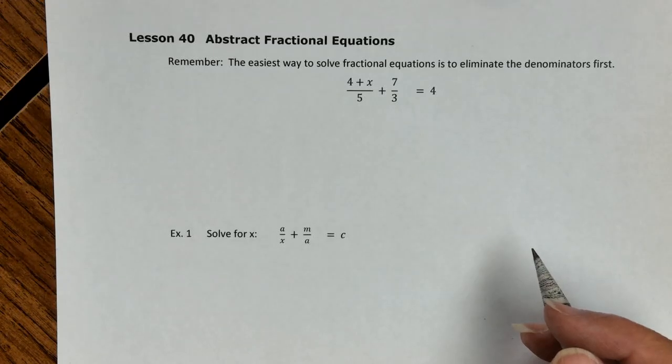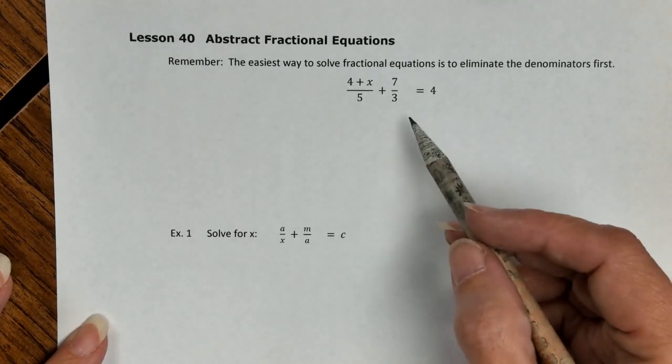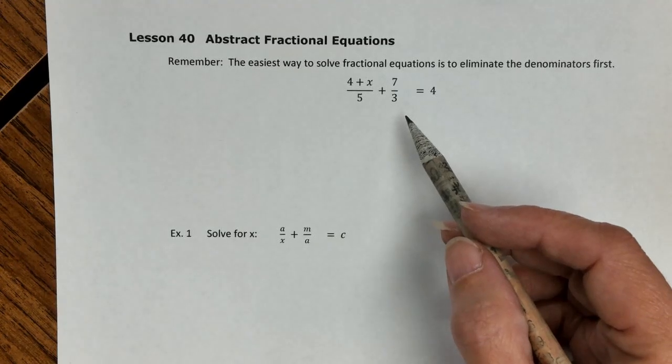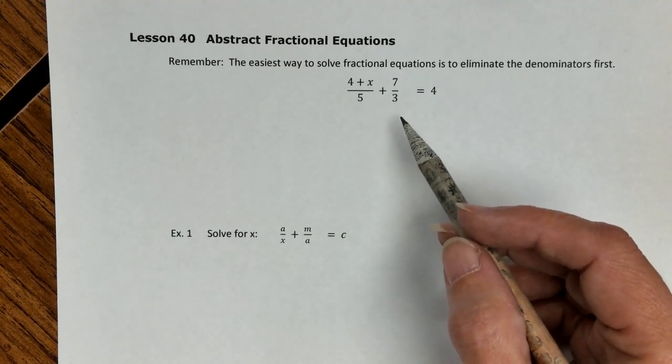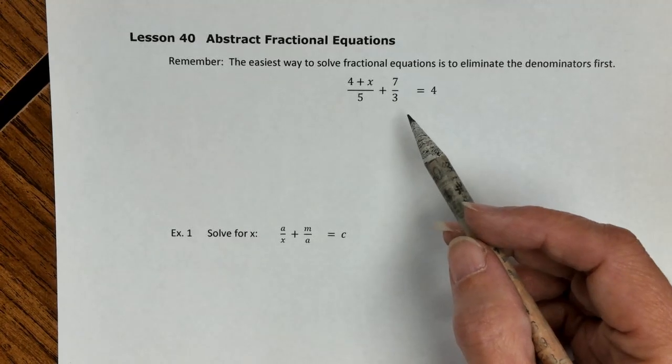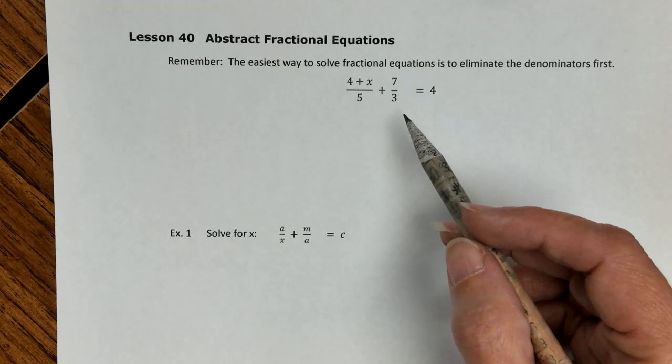Algebra 2, Lesson 40 is about abstract fractional equations. You have worked with equations with fractions before, like the one you see here, and you have worked with abstract equations. That just means it's mostly or entirely variables. So now we're combining both of these things. We're starting out with this thing to remember.